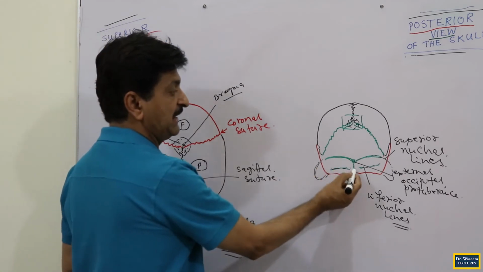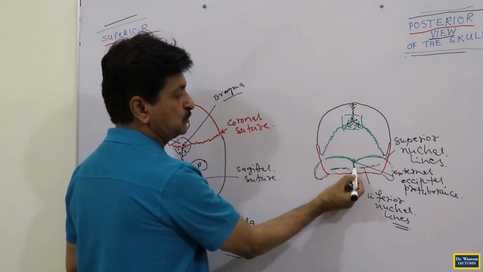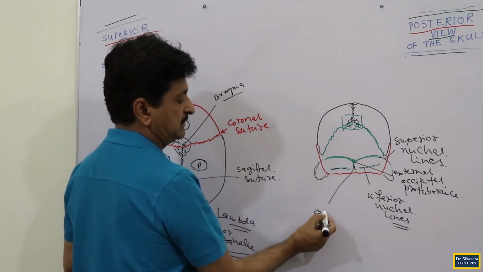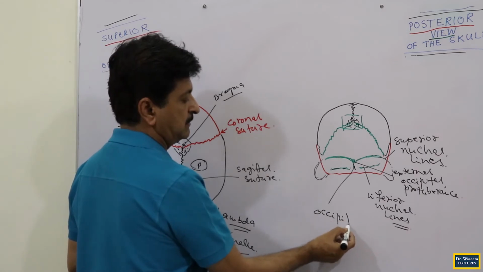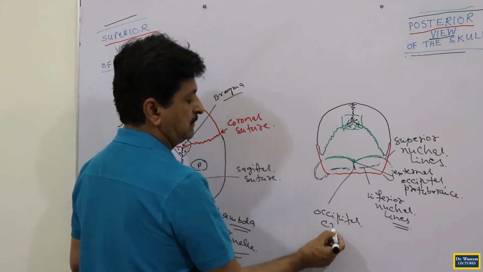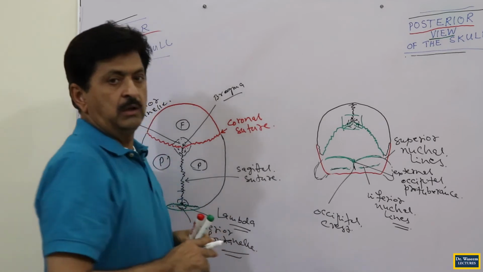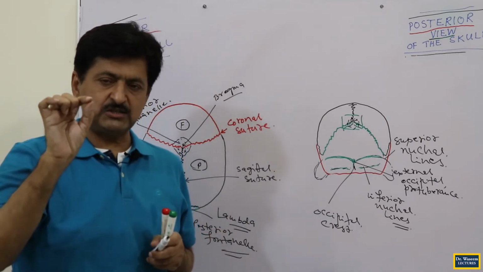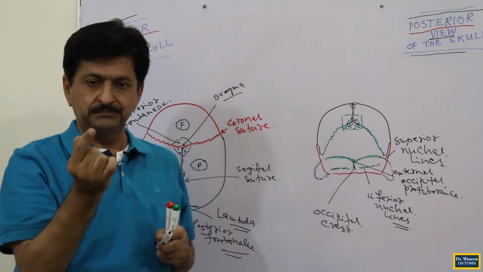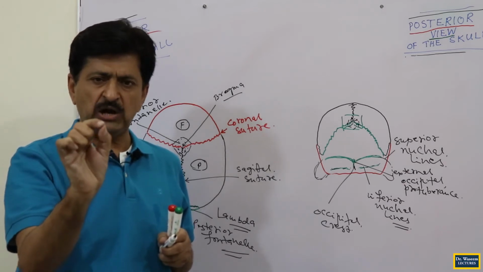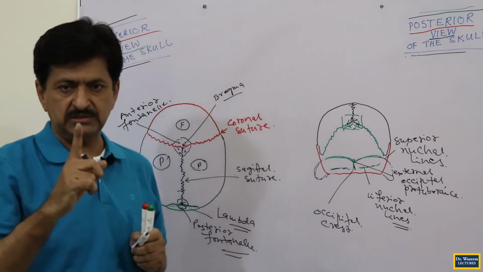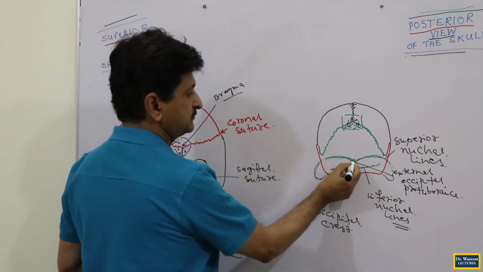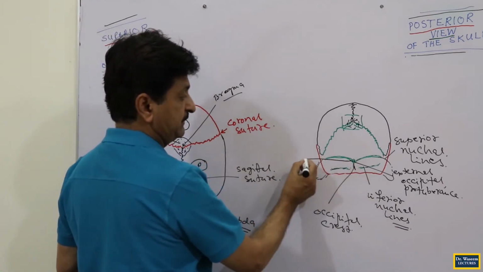Between the superior and inferior nuchal lines, there is a crest also. This is called the occipital crest. In the skull you will have a more prominent external occipital protuberance. But if you want to touch it, the point that touches you first is called the inion. It is the most prominent point, called the inion.